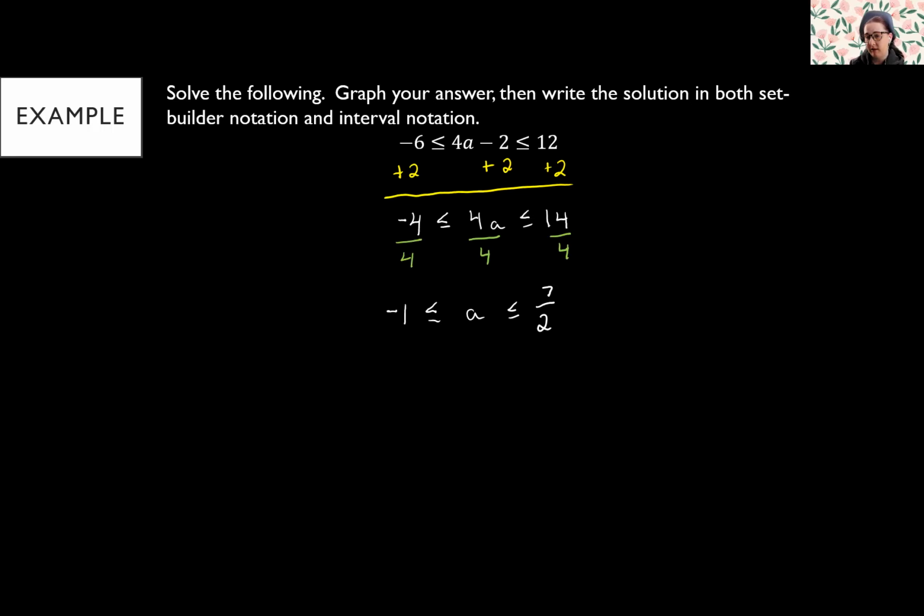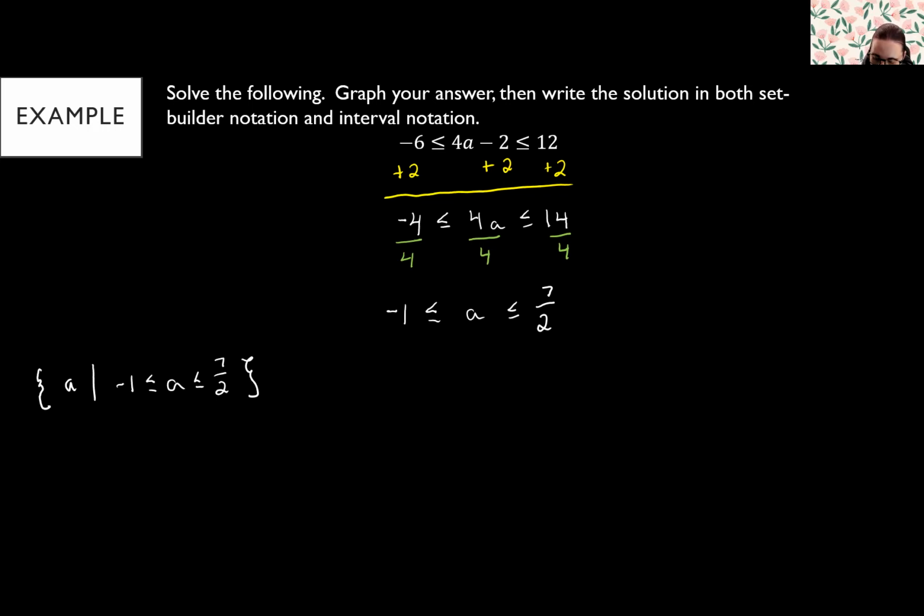So now I have my a by itself, and we're just double checking that the number on the left is smaller than the number on the right, and that the symbols are all less than or equal to symbols. So they are. -1 is smaller than 7 over 2, and they're all less than or equal to symbols. So that is our solution. So we can put this in set builder notation, which is the curly brace. Our variable is a, vertical bar, and then our solution that we got. And then you close it with a curly brace.